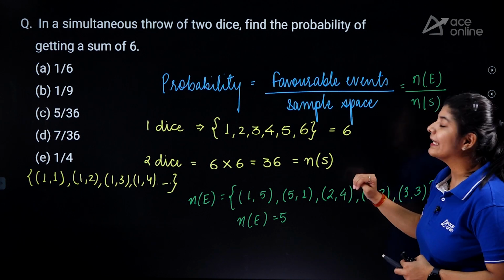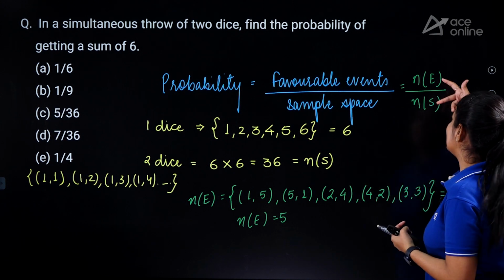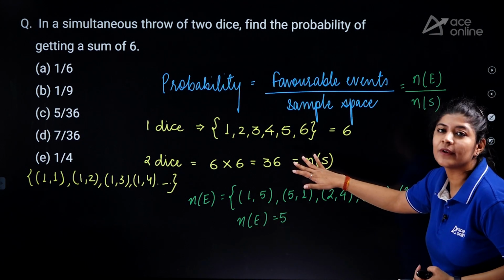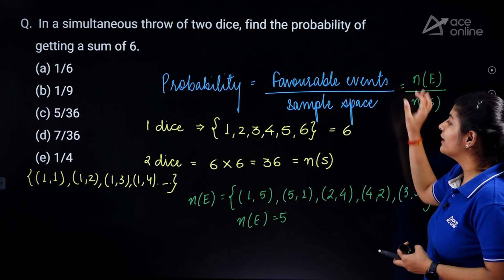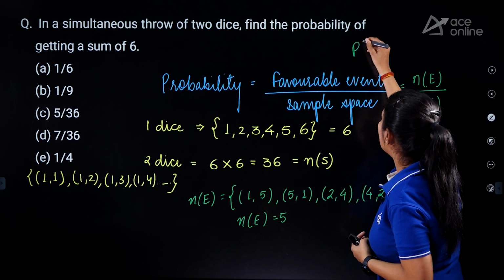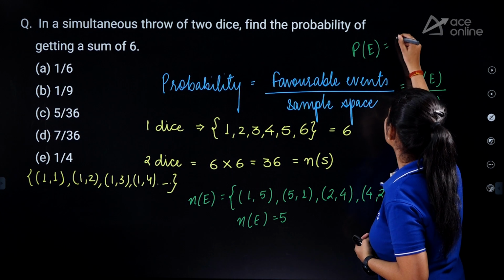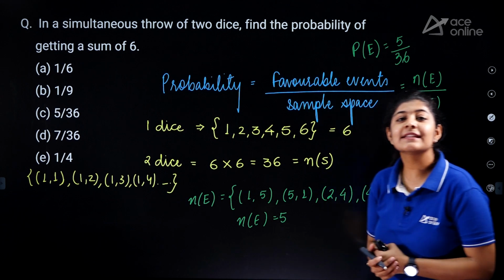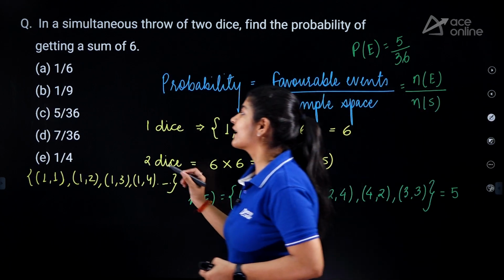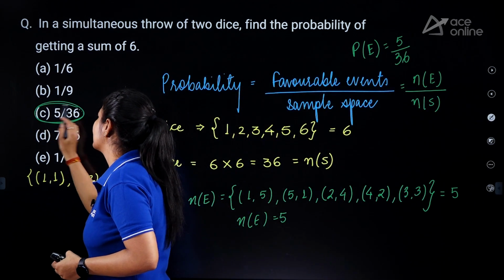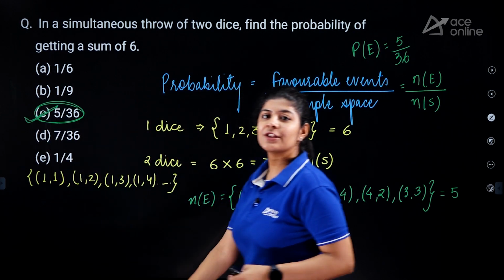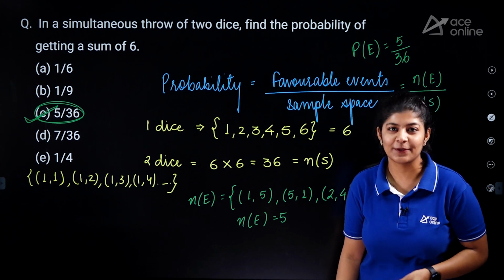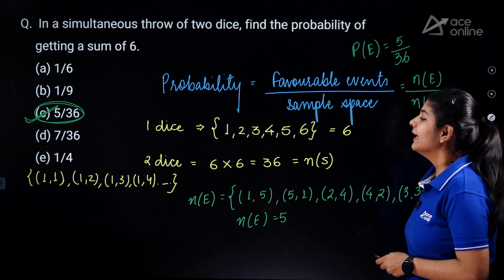So basically, just to find out the answer, we need these two values. And we have the value of this one and we have the value of this one also. So as we put the value over here, we will get our probability as 5 by 36. And this is present in our option as well. So the correct answer over here is option number C. Is it clear? This is again a very simple question, right? Next.